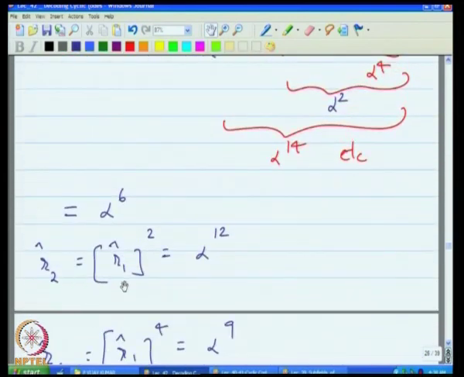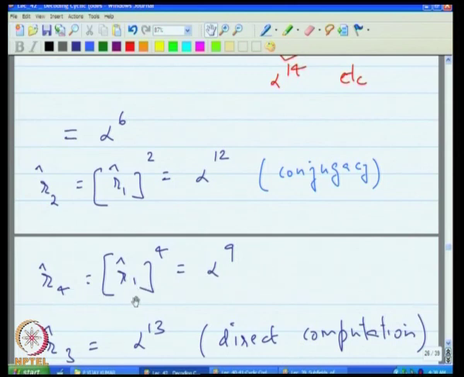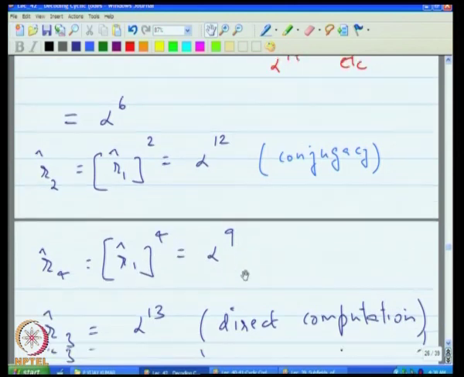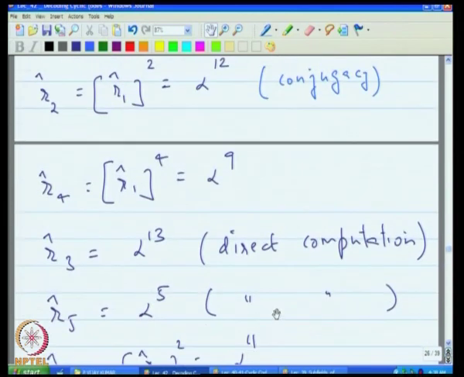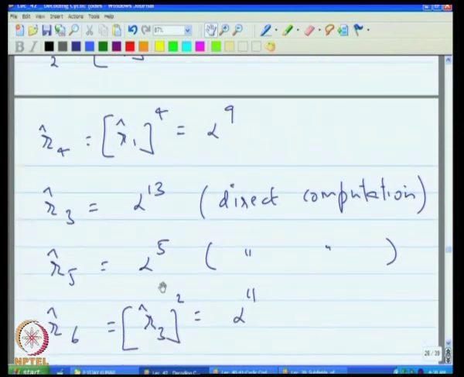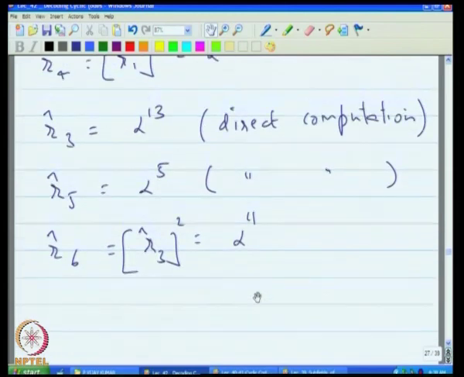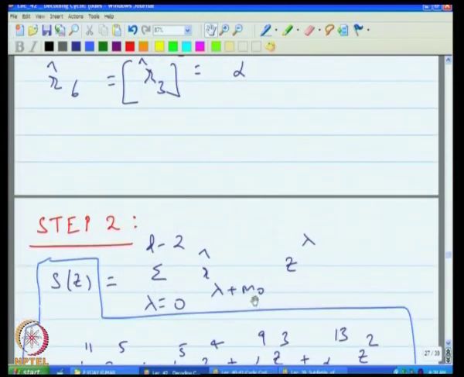R hat of 2 by conjugacy. By conjugacy, r hat of 2 is r hat of 1 squared, which is alpha to the 12. R hat of 4 is r hat of 1 to the 4, which is alpha to the 9. R hat 3 is alpha to the 13. I have not shown this here, but it follows from direct computation. R hat 5 similarly is alpha to the 5. R hat 6 is r hat 3 squared, alpha 13 squared, alpha to the 26, which is alpha to the 11.